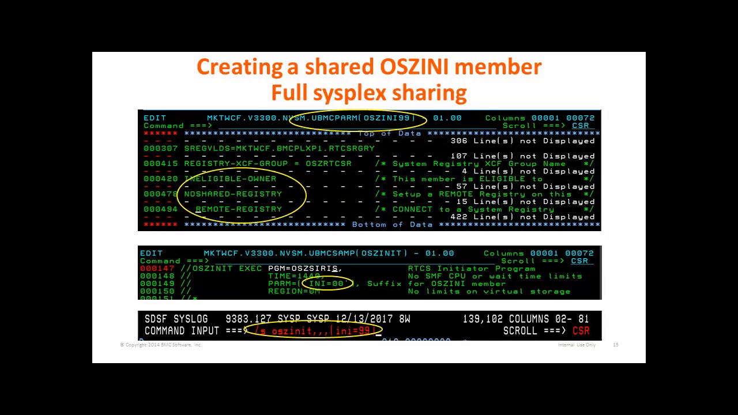If some LPARs are marked ineligible owner along with remote registry, then another member must be created by copying the 00 member and changing those parameters. The OZI init proc should still point to the 00 member by default. The ineligible owner LPARs must use this OZI init command.